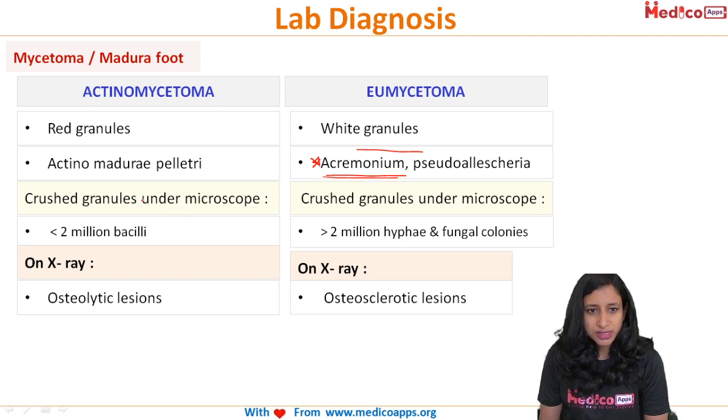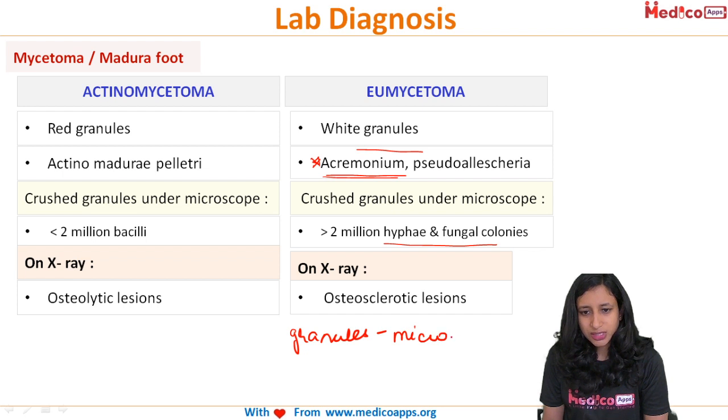Now how do you diagnose? Usually the granules are crushed and seen under the microscope, and you see several bacilli. But when you crush granules under the microscope in a case of eumycetoma, you will see several hyphae and fungal colonies. So granules here are nothing but microcolonies. So when I am referring to granules, I am referring to nothing but microcolonies of the organism that you see.